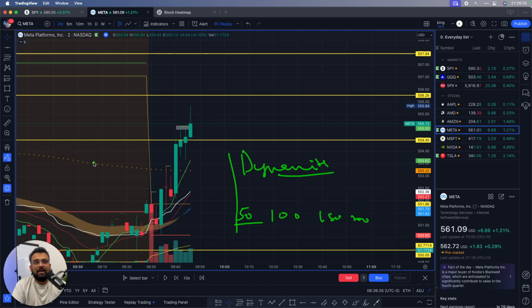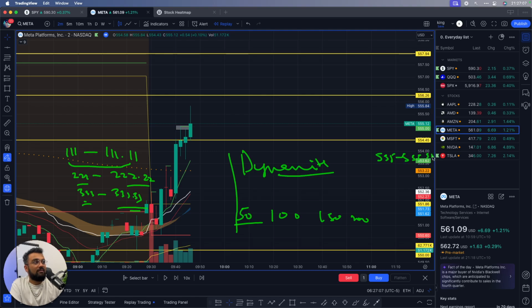Another type of dynamite level is the dynamite zone. What I mean by that is 111 all the way to 111.11. That's a little 11-cent zone. All the numbers which are the same: 111 to 111.11, 222 to 222.22, 333 to 333.33. These are the zones. This is a 22-cent zone, this is a 33-cent zone. But here, 555 to 555.55, that's a 55-cent zone. And I'm taking a play in the zone where the prices can actually reject.